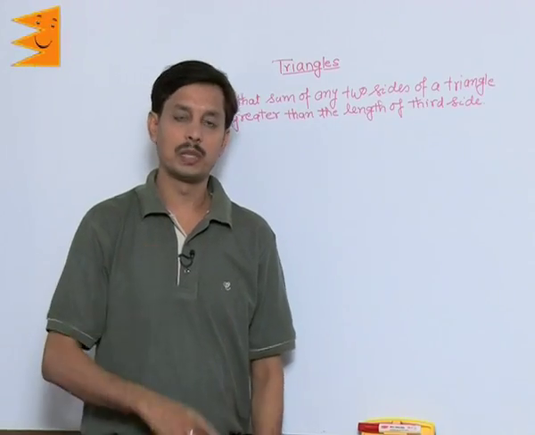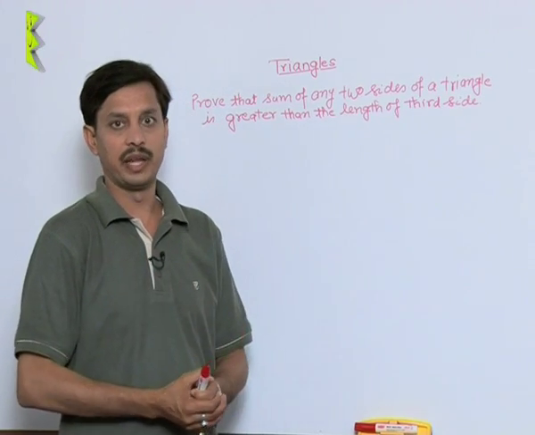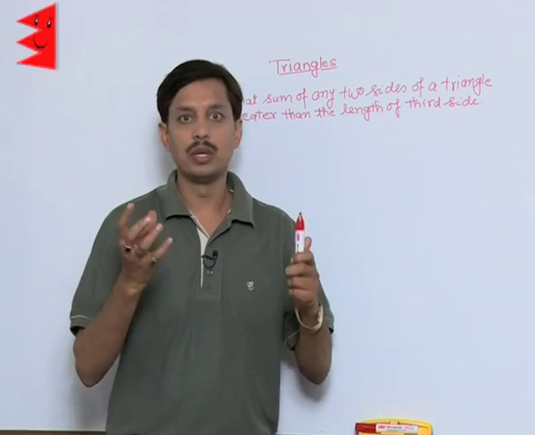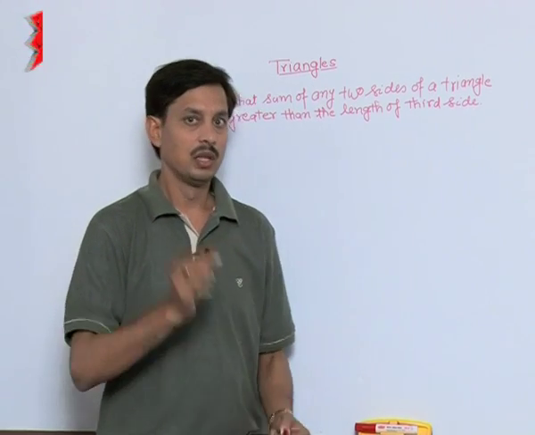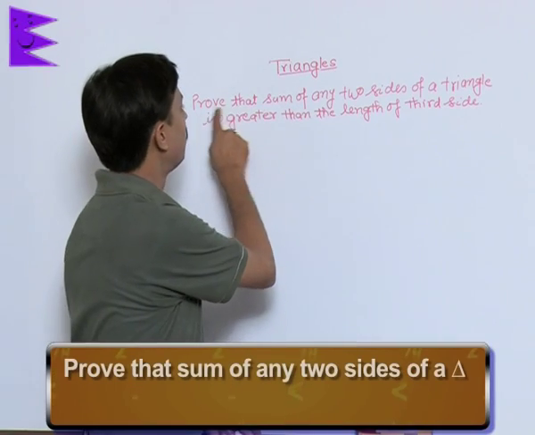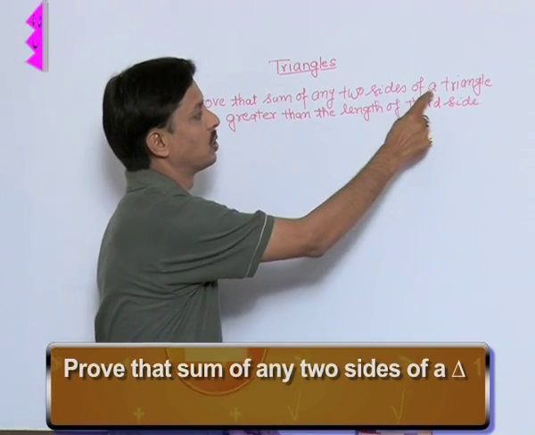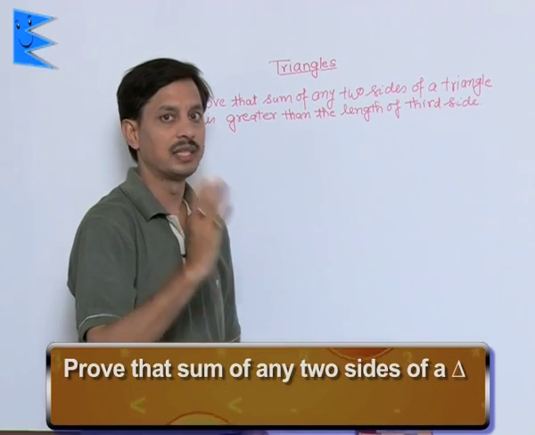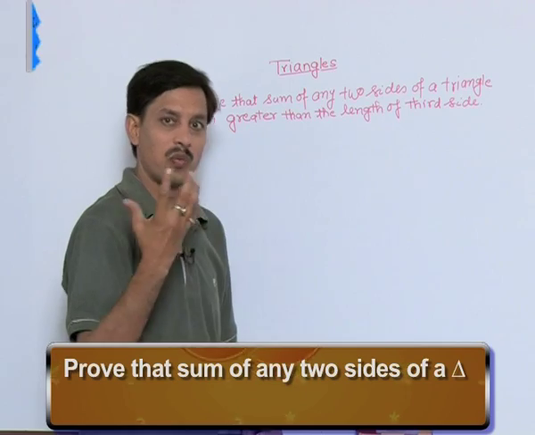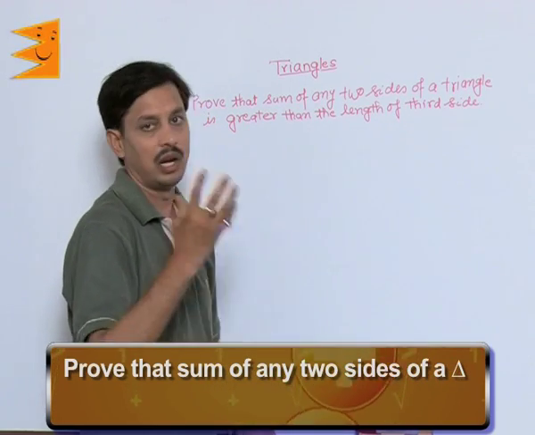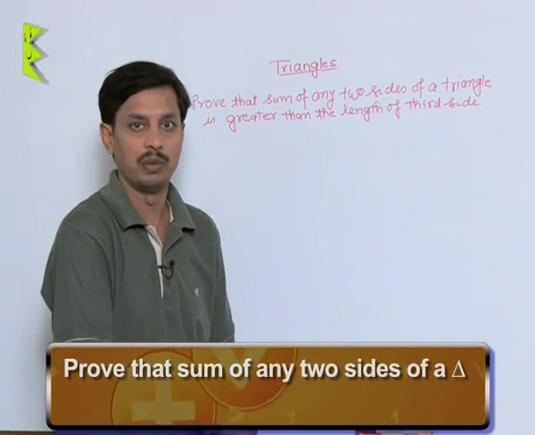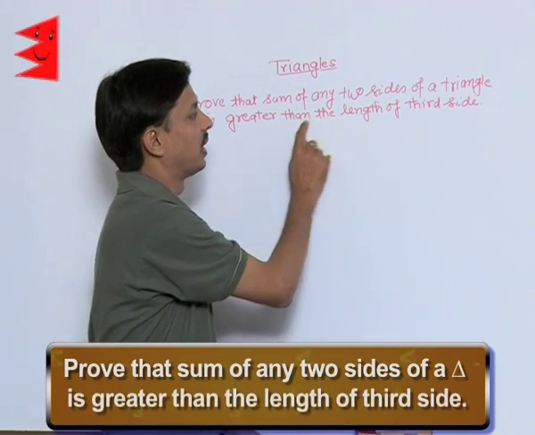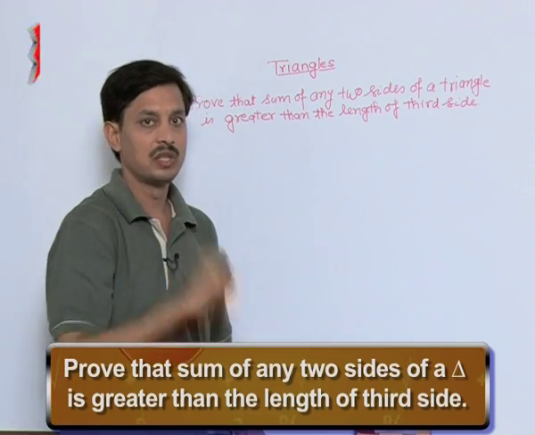Now I want to explain to you the inequalities of a triangle. I am beginning with the first inequality, related to the sides of a triangle. There is a triangle having three sides and three angles, six parts. So the first inequality, based on the length of the sides, I want to share with you: prove that the sum of any two sides of a triangle is greater than the length of the third side.